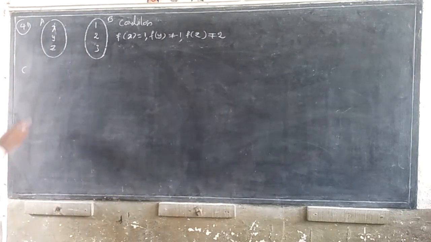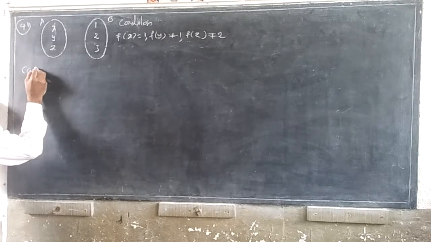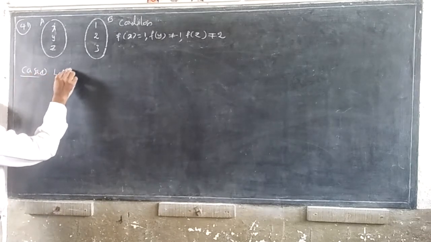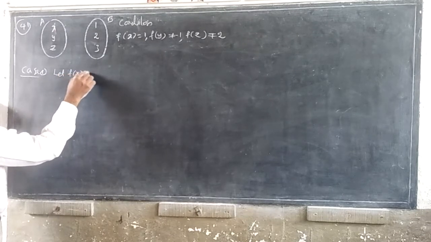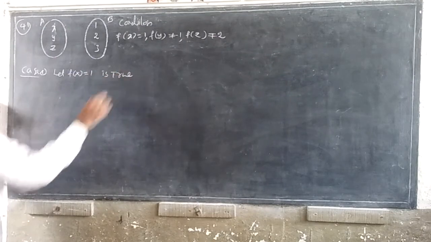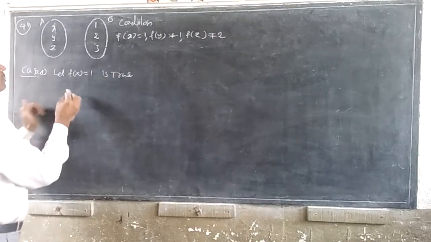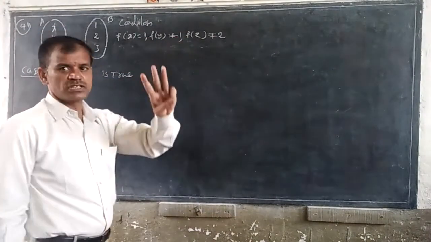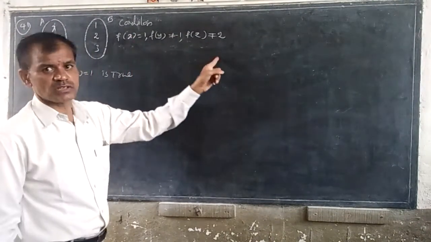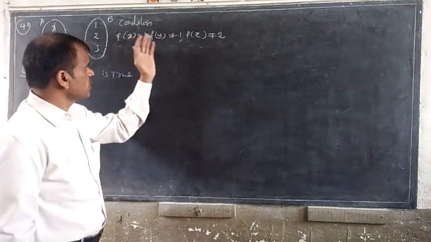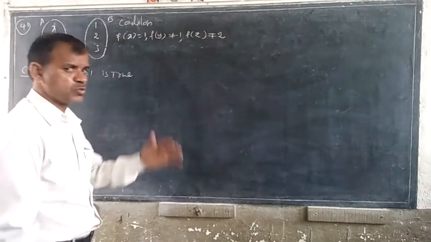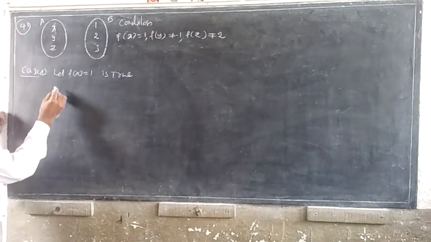So let us take cases. Case 1: let f of x is equal to 1 be true. There are 3 statements, and only one is true. This true, this false, this false. Next case, this false, this true, this false. Next case, this false, this false, this true. Like that you can take the cases.